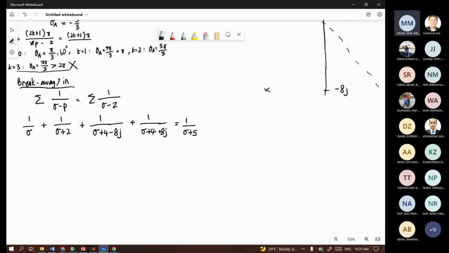So we have this equation that is quite long to solve by hand. If you use MATLAB or Symbolab, you will get sigma equals negative 1.087 and negative 7.447.